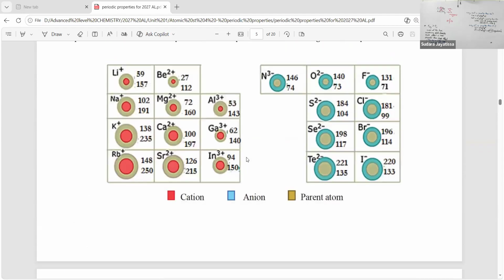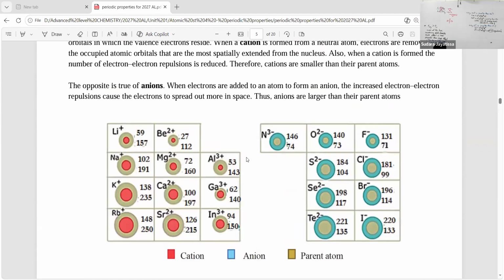No, that's correct. I am the one who knows. Second period anions, nitrogen, oxygen are larger than third period, fourth period cations. F minus is 131. Anyway, to the next period it is applicable. S2 minus, Cl minus are larger than Rb plus and Sr2 plus.